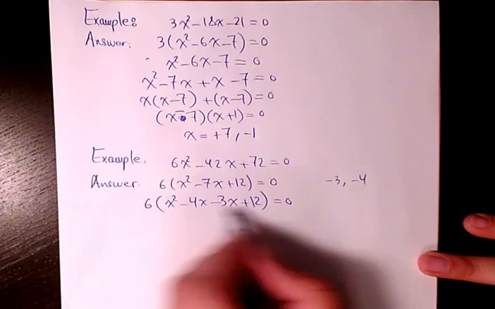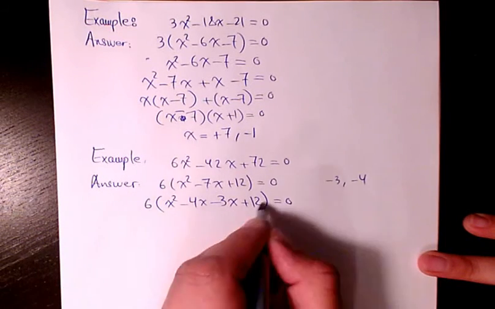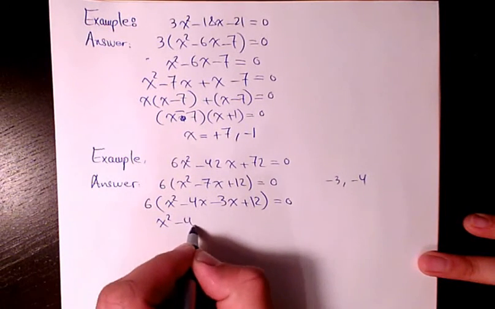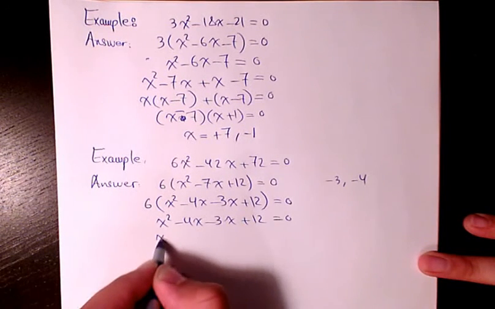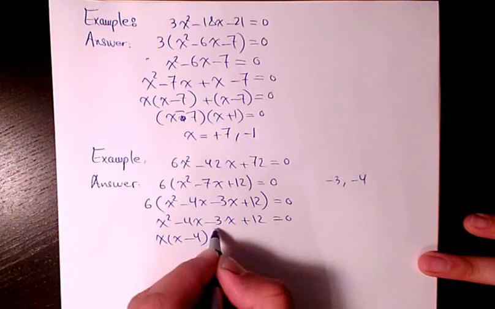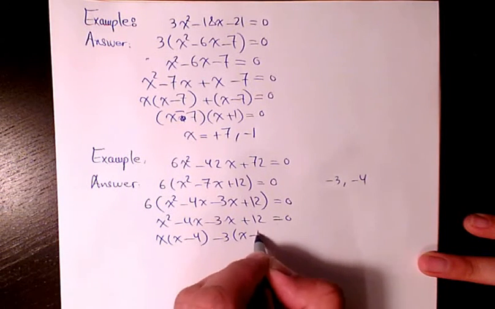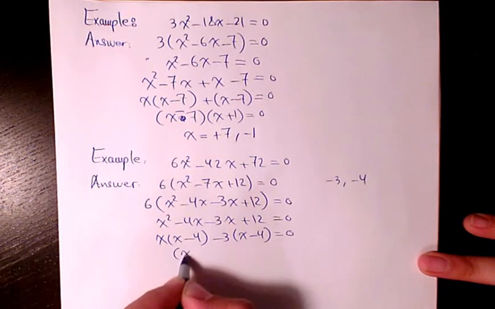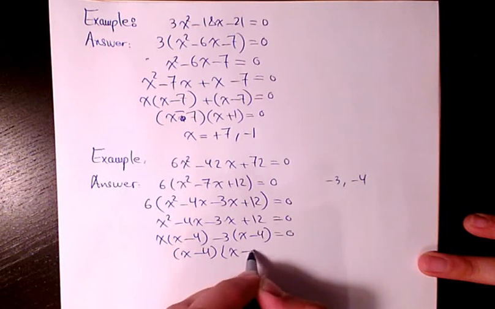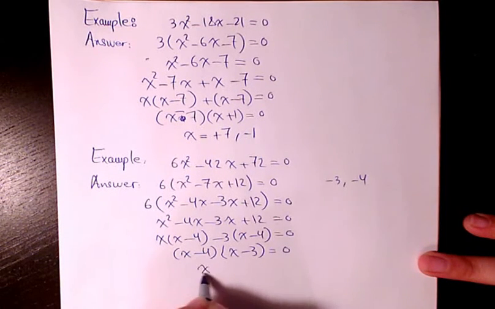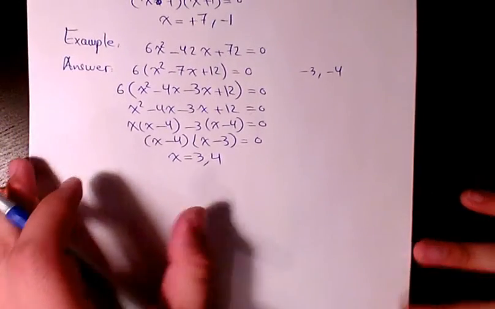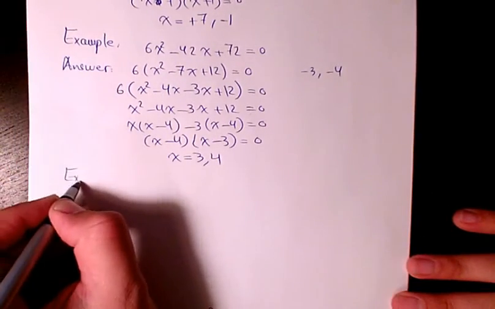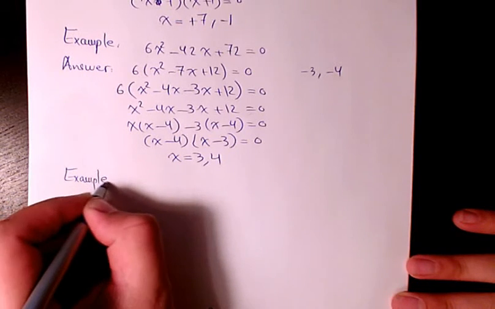When you divide both sides by 6, I have x squared minus 4x minus 3x plus 12 equals 0. So factor this, x minus 4, and factor this, negative 3, x minus 4 equals 0. So we have x minus 4 times x minus 3 equals 0. So the two numbers are going to be 3 and 4.